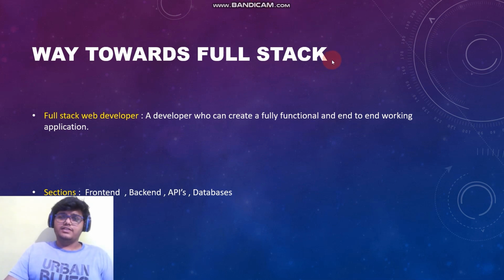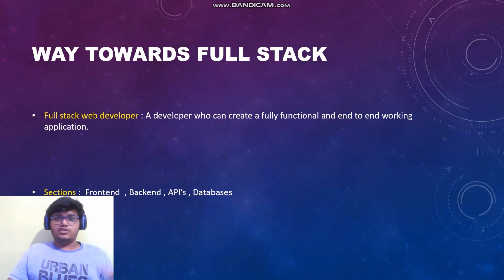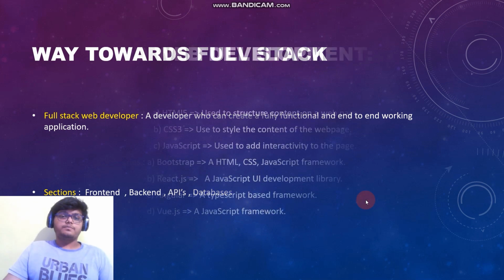So if he is given like to clone an Amazon website, then he can do it on his own, though it is impractical because it will be a lot of hectic and it will take a lot of time. So this is the reason why companies have a lot of full stack web developers. The sections in web development are the front end, the back end, the APIs, and the databases. Okay, don't get confused by these terms. We'll be seeing this in the coming slides.